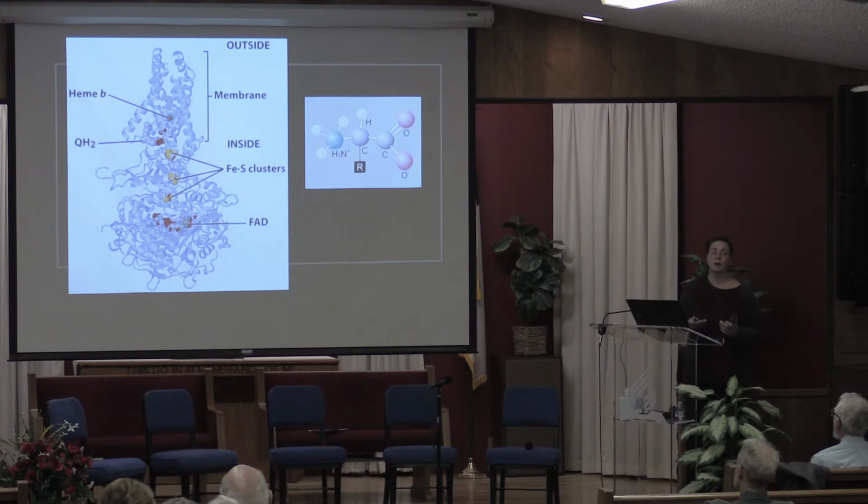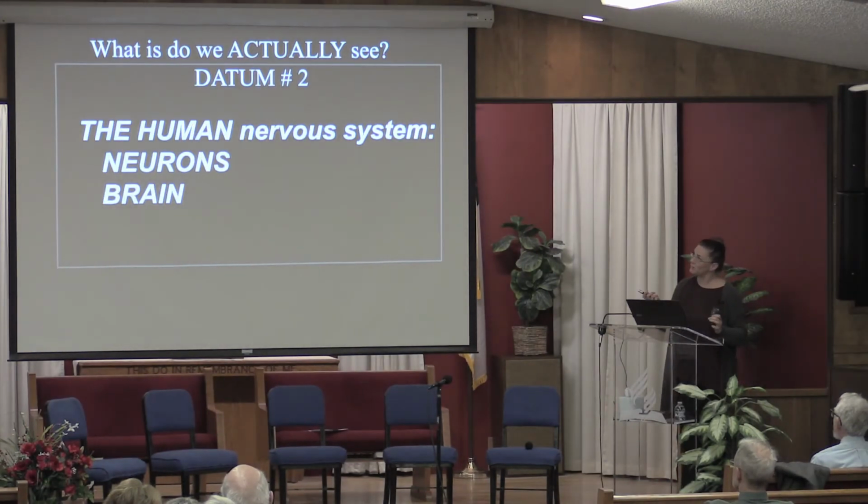The natural world declares that in order for a cell to be functional, it has to have all of these processes, and there's no evolutionary mechanism that could have generated these processes. The next thing I'm going to talk about briefly is the human nervous system, neurons in the brain.